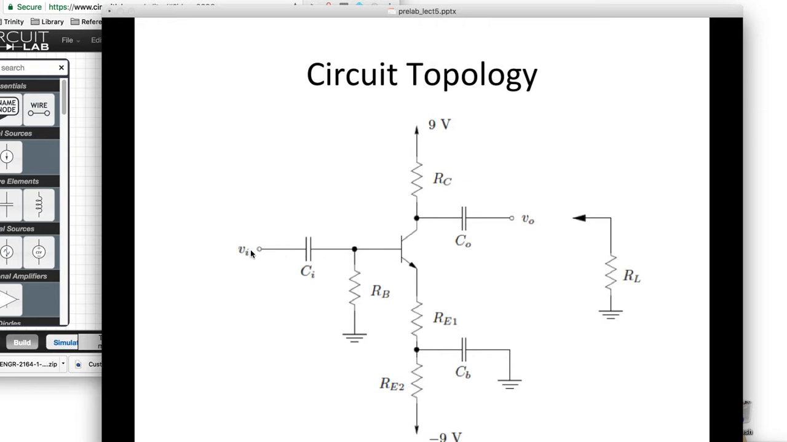Generally speaking, in the handout we derive the equations that support this, but the AC gain from V in to V out is the collector resistor divided by the emitter resistor. And interestingly, this is largely independent of the value of beta, which is very good because as in Lab 4, you saw beta is very uncertain and changes a lot.